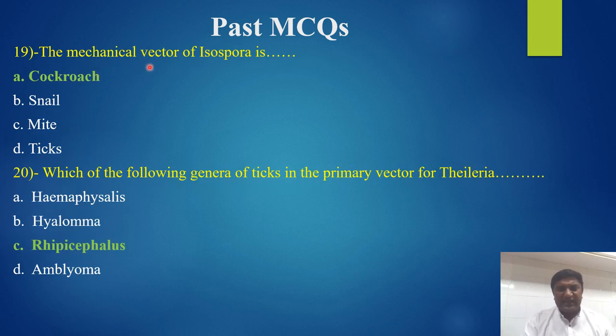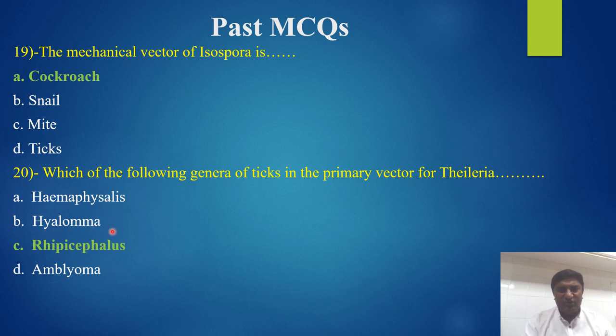So the mechanical vector of the Isospora is dash. Cockroach, snail, mite, ticks. The cockroach is the best answer. Next one is the which of the following genera of the ticks is the primary vector for Tularemia dash.